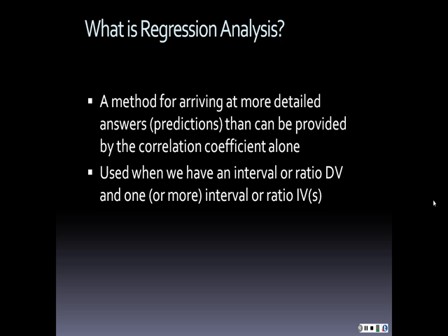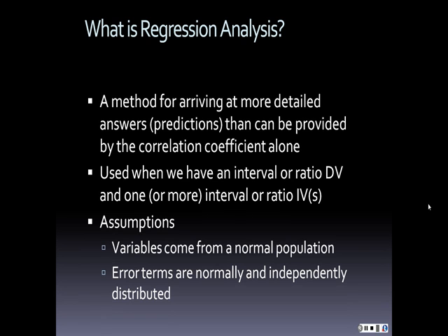In terms of the data, we're going to use interval or ratio dependent measures such as apartment rent and one or more interval or ratio IVs, or independent variables. So for example, we could look at rent as a function of distance from campus, as a function of ratings of the apartment decor, etc. But these are all variables that are measured on scales such as 1 to 7, 0 to 100, and so forth.